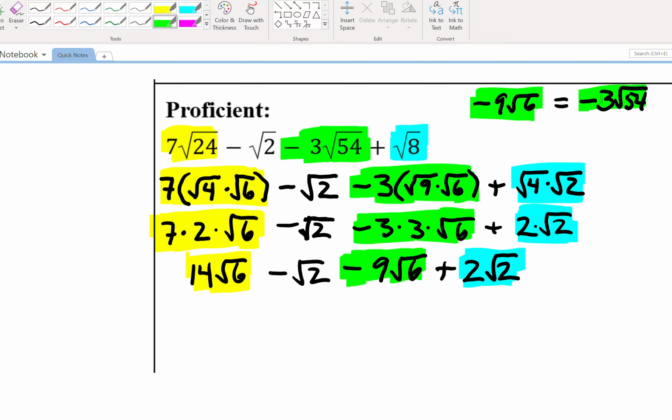Those values are the same. We've just simplified them. But now that we've simplified them, I'm going to change the colors out here just a little bit so that I can match which ones are like terms. Because this one, 14 rad 6, is now like radical with negative 9 rad 6. And this plus 2 rad 2 is the same then as this minus rad 2.